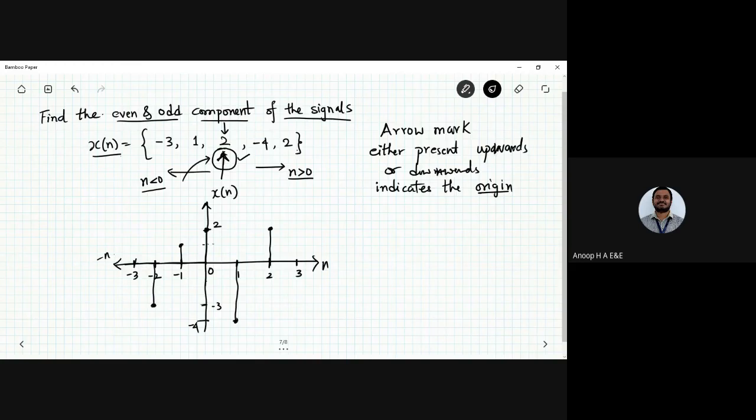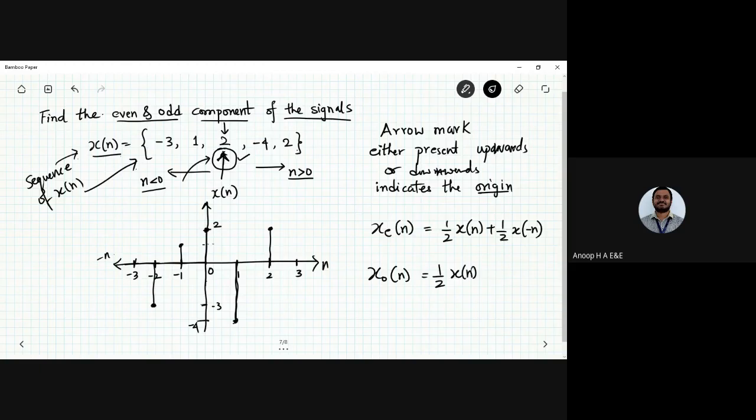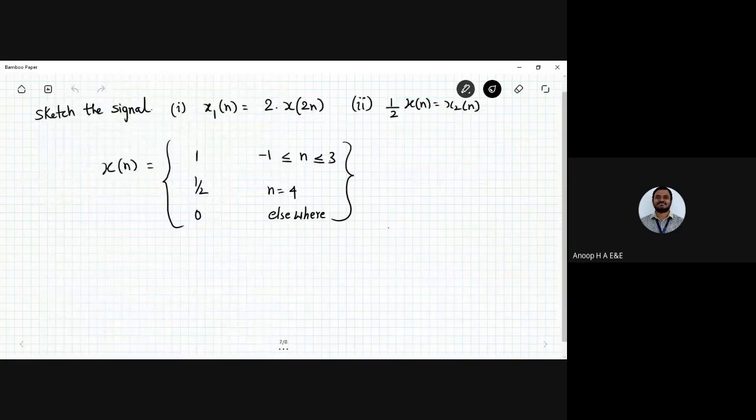Okay, this is one important thing. We have sketched the signal based on the sequence of x of n, which has been given here. So this is the given signal x of n. Now I will be calculating the even component and the odd component of the signal: half of x of n plus half of x of minus n, and half of x of n minus half of x of minus n. Observe carefully. From here onwards, it is quite easy for each and every one of us to solve it, and let me quickly solve it.